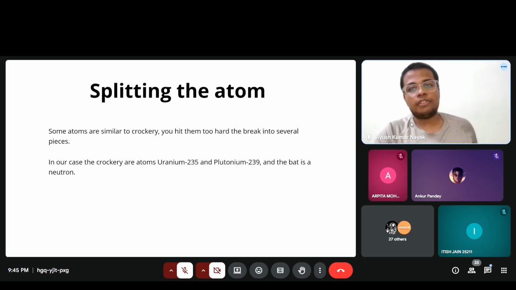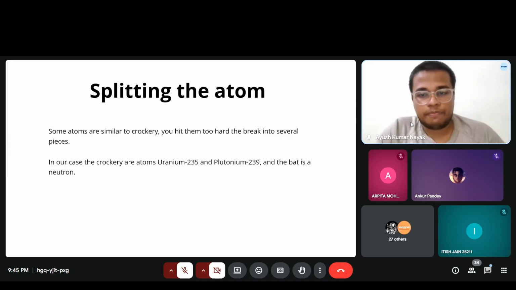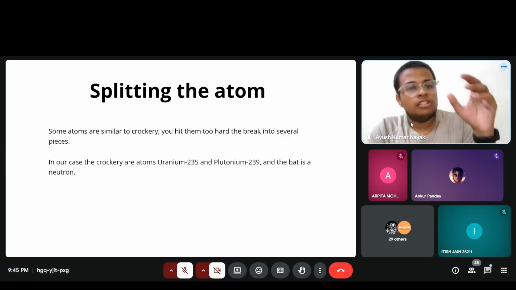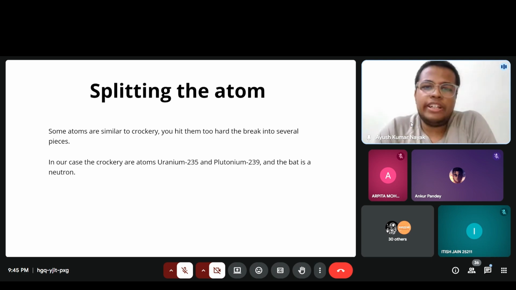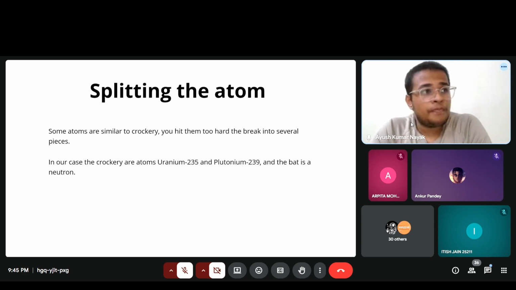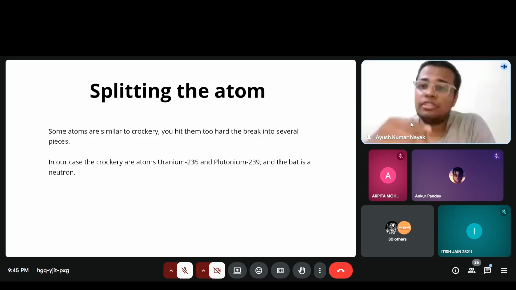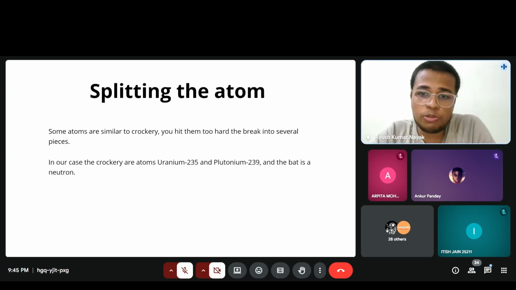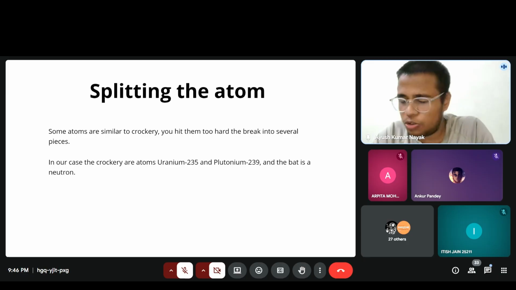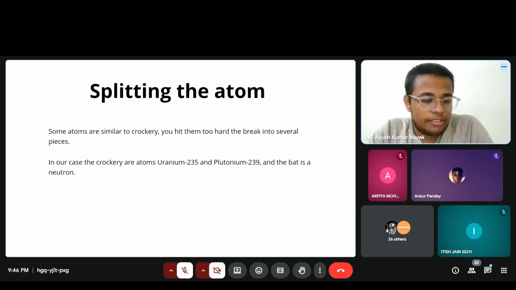Moving on, splitting the atom. We can think of a few isotopes of elements to be like crockery. You throw a stone at them, they'll break into two or more pieces. In our case, these crockery items are generally of uranium-235 and plutonium-239, and we'll be smashing them with a bat.